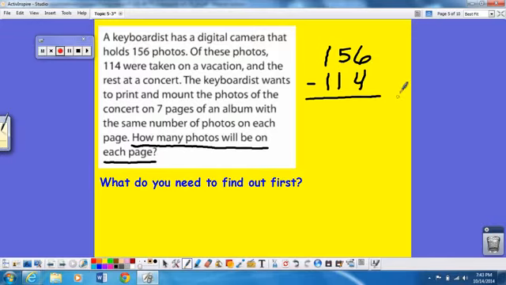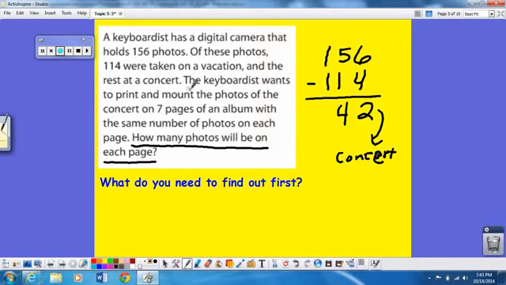It should. 6 minus 4 is 2. 5 minus 1 is 4. Now, what does this 42 represent? This 42 represents photos taken at the concert. Sorry, that's not really good writing. There we go. Okay, let's get back to the question. Now we know that there were 42 photos taken at the concert.